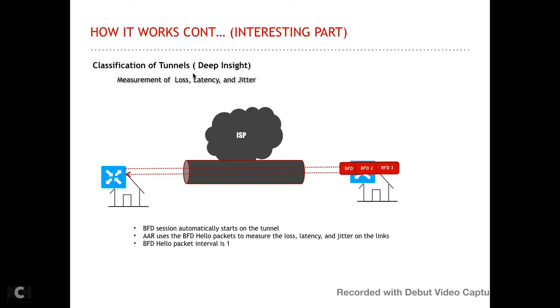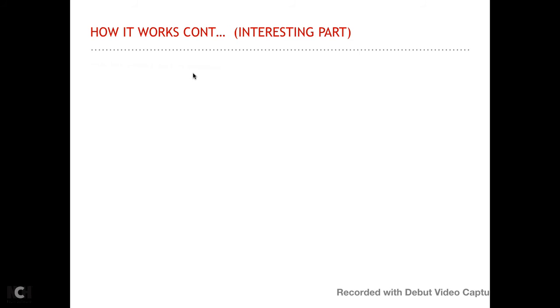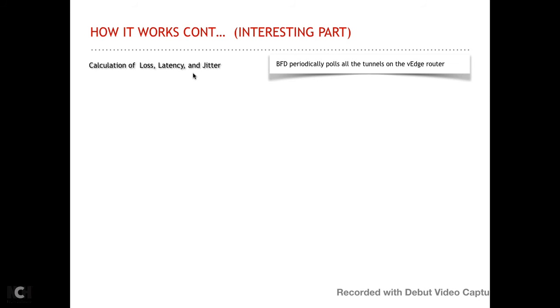So let's go to the next one. What happens is, we have done the measurement now. So you have collected the measurement of the health of your transport, that is, how healthy your transport link is. How? With the help of BFD packets, which are flowing between your devices every 1 second. Okay. So the next part comes about your calculation, which is one of the best things which happens.